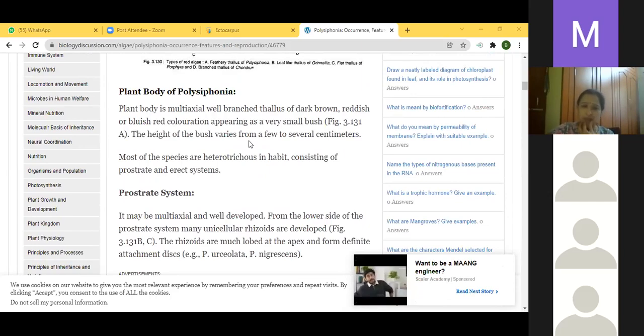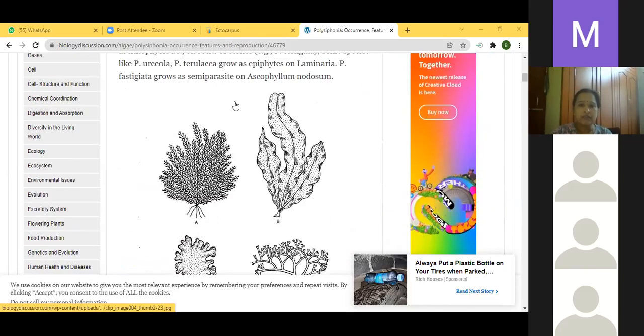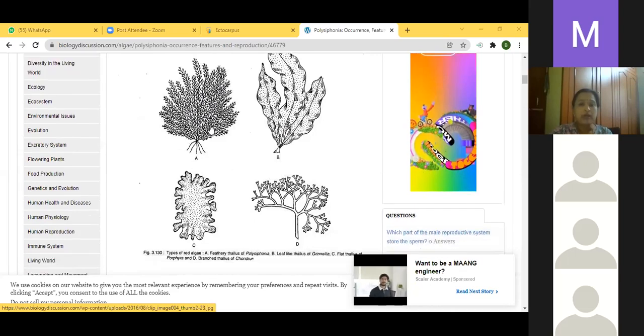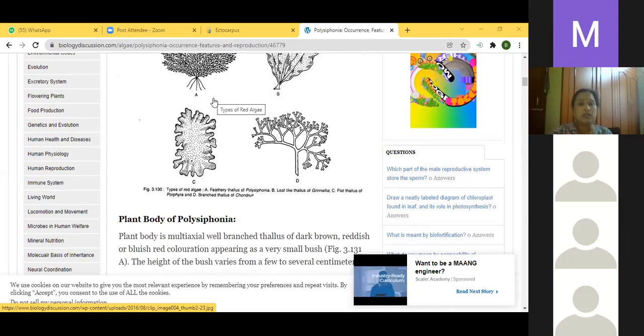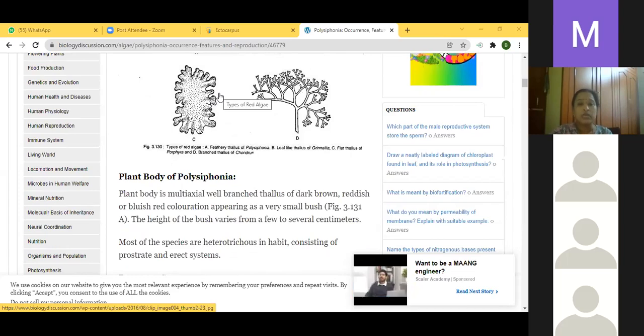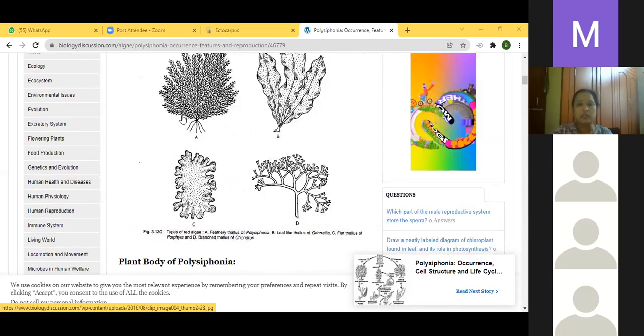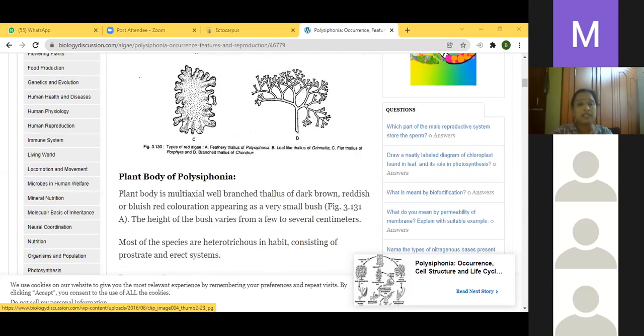See, what is the plant body? What is the thallus structure? I'll explain. Plant body is multi-axial, well-branched thallus. See, many branches are there, not only a single branch. Multicellular, many-branched thallus, dark brown or reddish, bluish color appears. Very small bush-type thallus. The height of the bush is several centimeters.